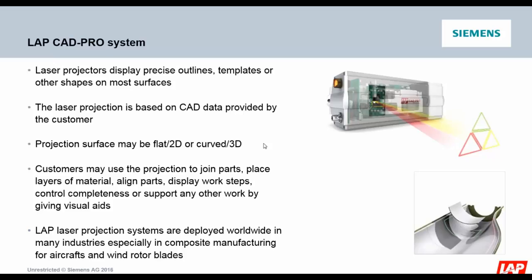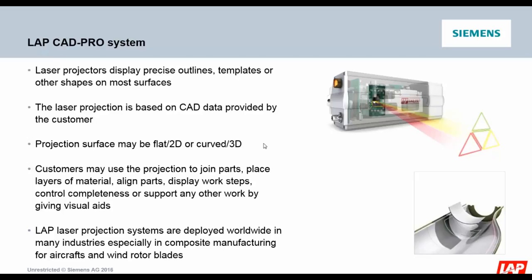LAP laser projection system, CAD-PRO, consists of one or more CAD-PRO laser projectors, laser targets, the ProSoft software, and one or more remote controls. The LAP laser projector displays precise outlines, templates, patterns, or other shapes on almost all surfaces. The laser projection is thereby based on CAD data provided by the customer.